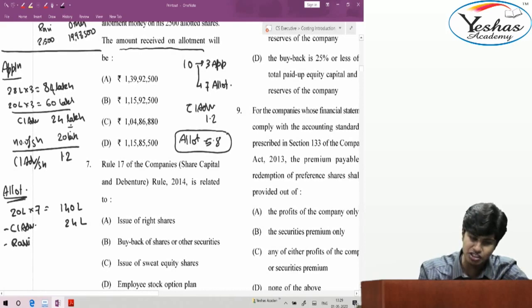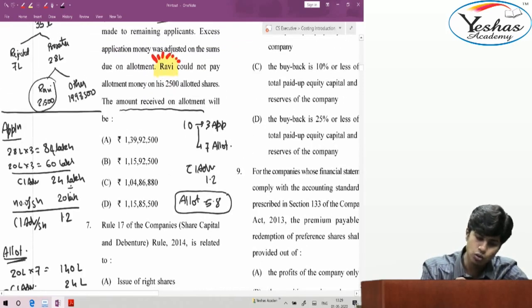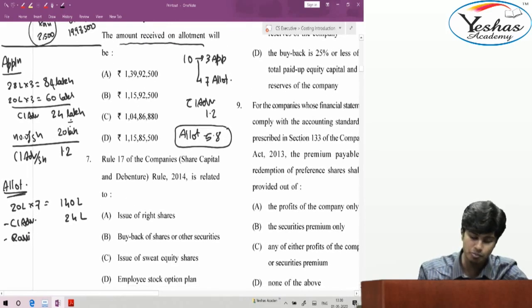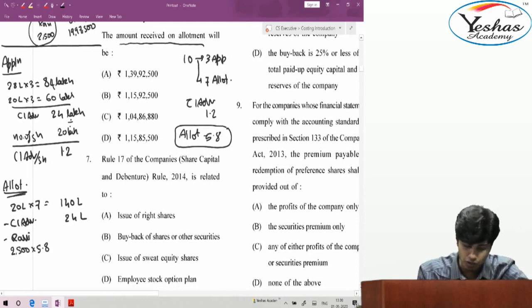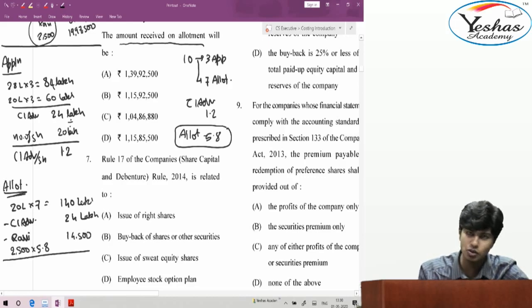So I will do Ravi's shares. How many shares does Ravi hold? 2,500 shares. He will not pay 5.8. I will write 2,500 shares multiplied by 5.8. So I will get 14,500. This is in rupees, this is lakh. Don't treat lakhs and this one the same. So what is the amount received?